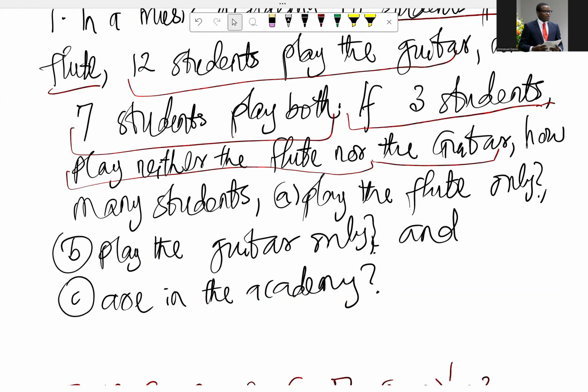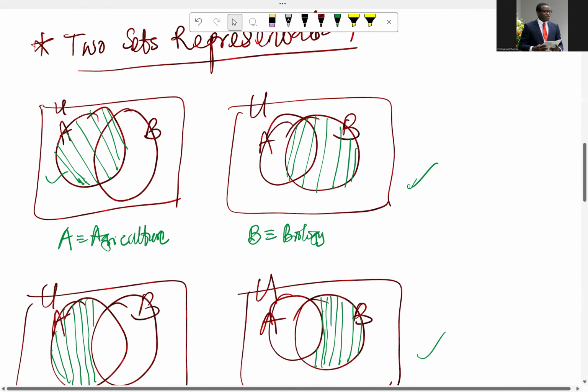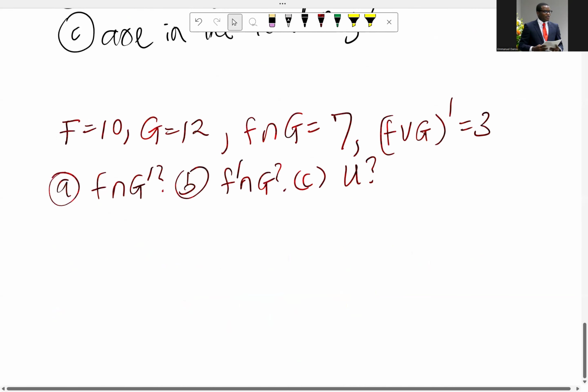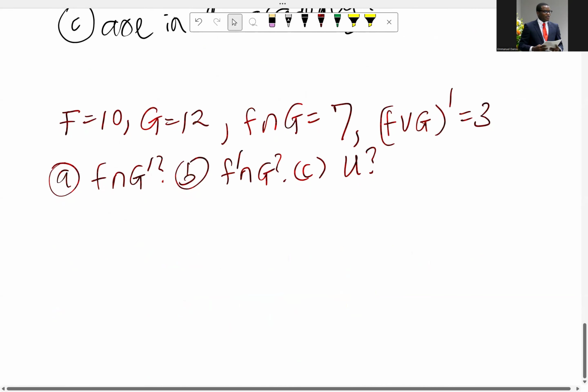So I did all these possible regions. If you can master these regions, you'll be able to extract this information from the question and solve the problem very easily. Okay, so let's go now.